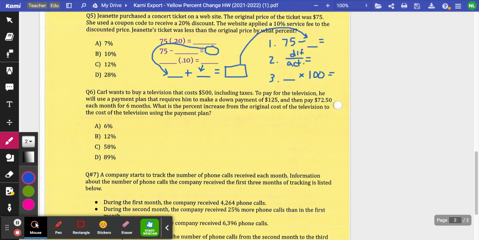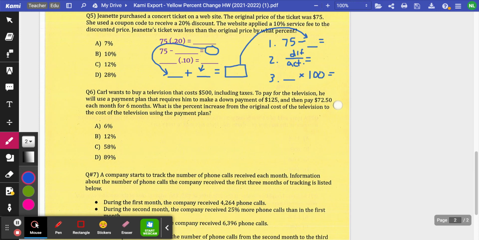Question number 6. Carl wants to buy a television that costs $500, including taxes. To pay for the television, he will use a payment plan that requires him to make a down payment of $125 and then pay $72.50 each month for 6 months. What is the percent increase from the original cost of the television to the cost of the television using the payment plan?